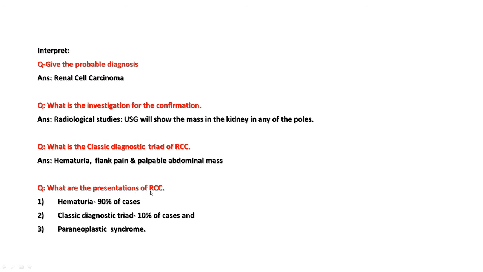What are the other presentations of renal cell carcinoma? Hematuria is the most dominant presentation, present in 90% of cases, whereas the classical diagnostic triad of hematuria, flank pain and palpable abdominal mass, though very classical for RCC, is only present in 10% of the cases. And the third important feature of renal cell carcinoma presentation is paraneoplastic syndrome.